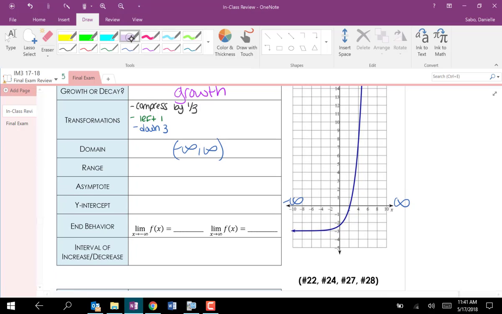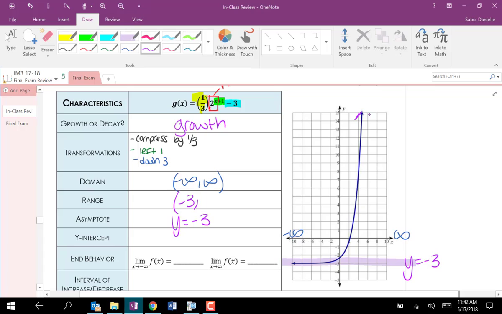Now your range is bottom to top. Where do I start? -3. Very good, -3, because that's my asymptote. My asymptote is -3, which means that's where I'm starting. And where do I go to? Infinity. I go to positive infinity. Basically what range means is, where do you see the graph? Where is it located? It's located from -3 on, going up forever.